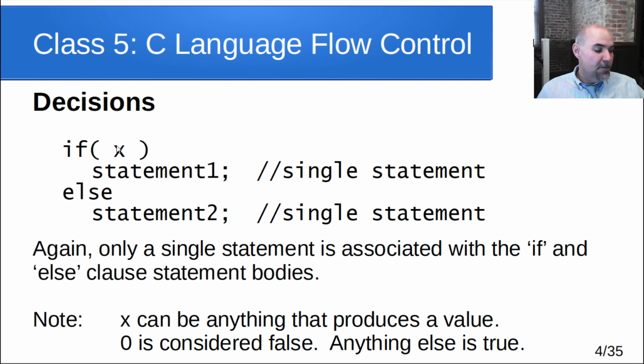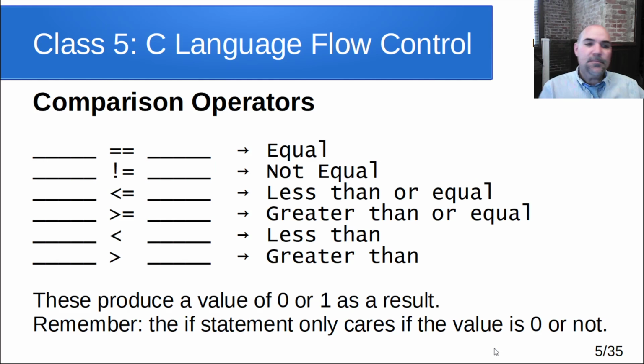So if you're used to a language like Python, where you have special true and false values built into the language, there is no such thing in C. It's either 0, which is considered false, or it's something else, which is considered true. So if you have a negative number in here, it's true. If you have a positive number, it's true. If you have any number, a floating point number, it's true. The only way this is considered false is if it's a 0 value. That's the only thing that's considered false. Anything else is true. Okay.